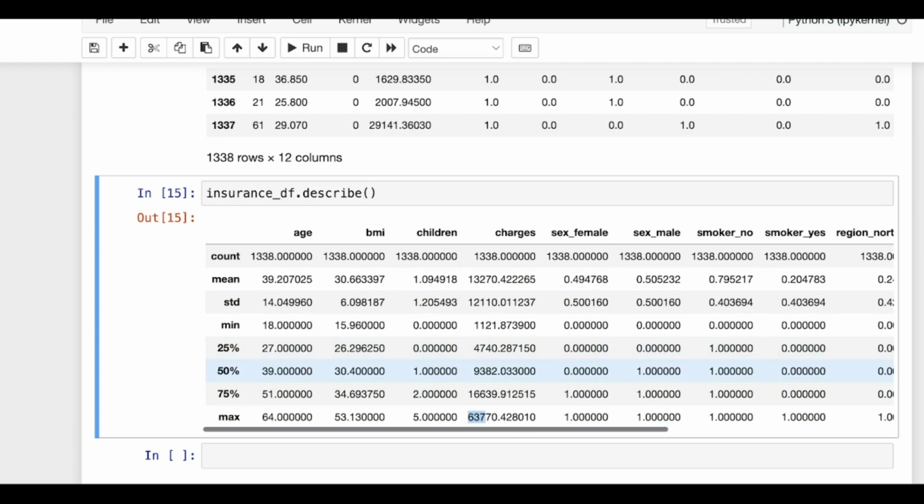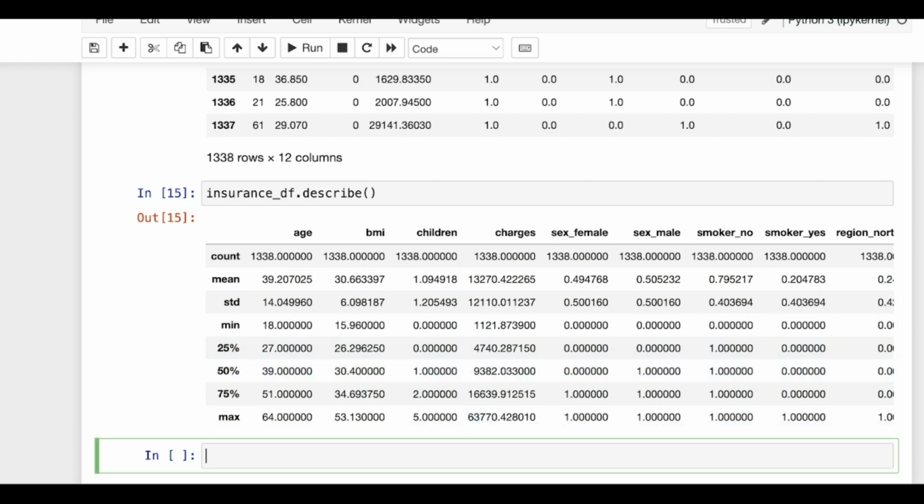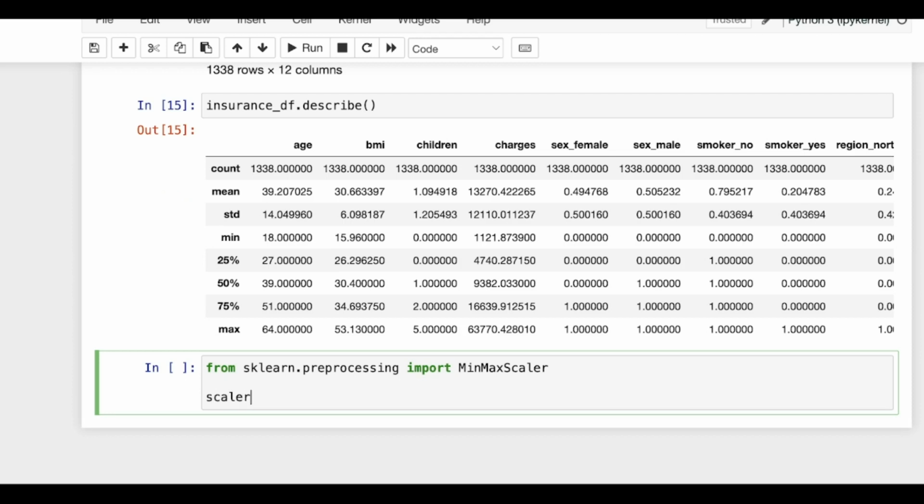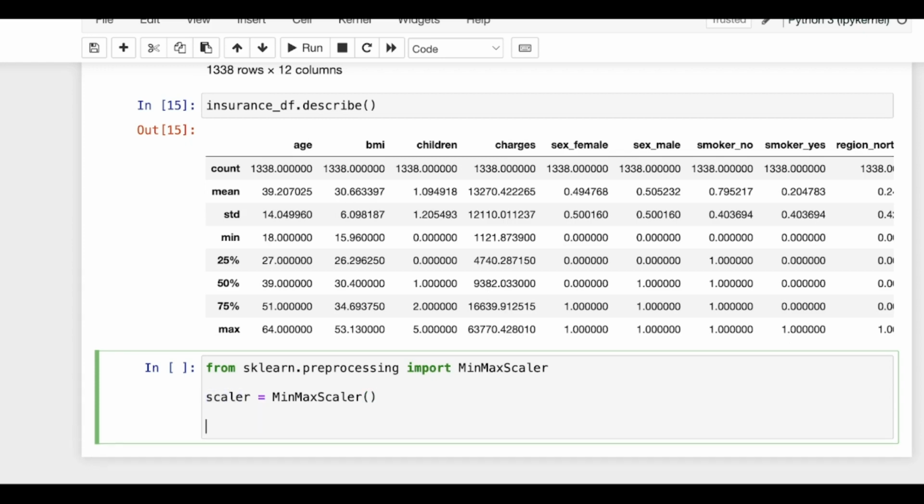And we will do that using the MinMaxScaler library, which is used for data normalization. So from sklearn.preprocessing, we will import MinMaxScaler, creating the object of MinMaxScaler, and we will fit our entire data frame into it.